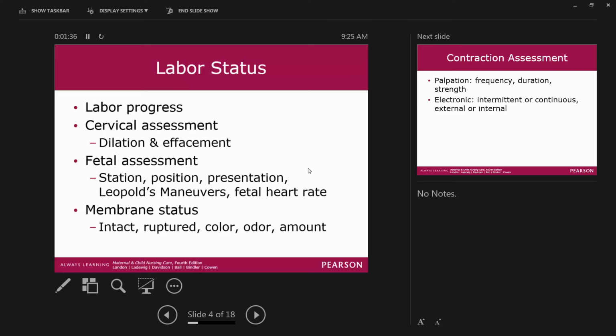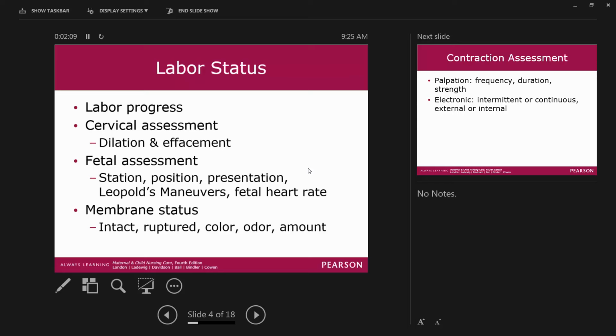Okay, so we get them admitted, we do all of our history. We start laboring this woman and assessing her cervical dilation and effacement. We do that on admission so that we can get a baseline, and then we can continue to assess it throughout the labor to see how we're going. We do our fetal assessment, where we determine station, the position. So is it OA? Is it OP? Is it breech? Is it whatever, okay? Leopold's maneuver will help us identify that, okay?